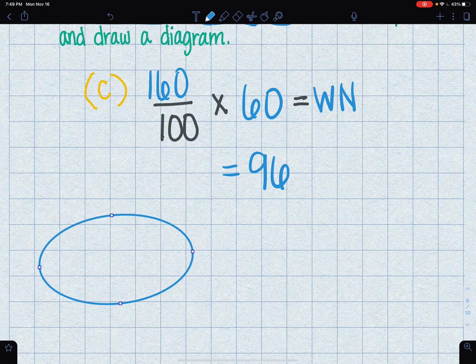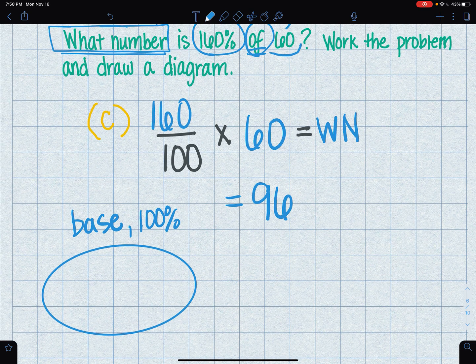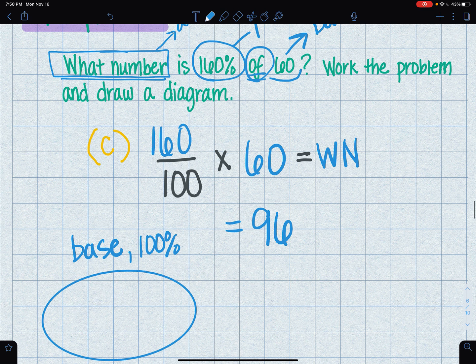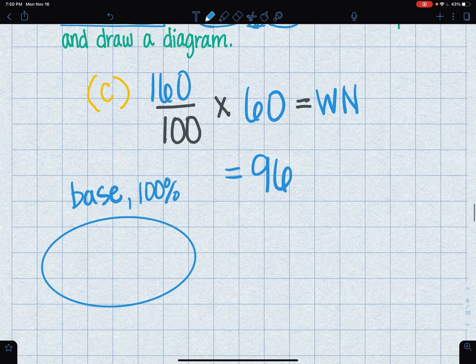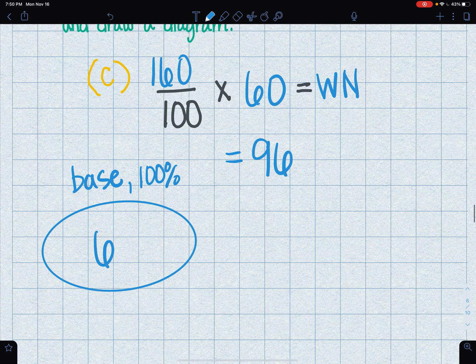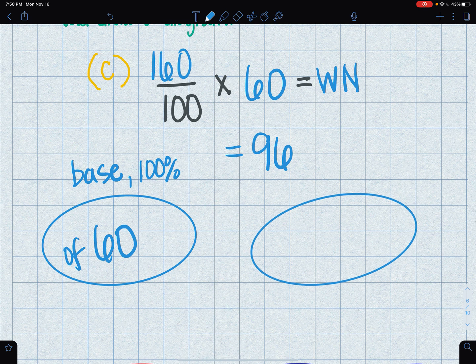What is the base that we started out with, or the number that would represent 100%? Okay, because if you didn't make any money, what would be that base? So let's look back at the question. What number is 160% of 60? We already identified that 60 is the base, so that goes there. So it's of 60. All right, what about the next diagram?